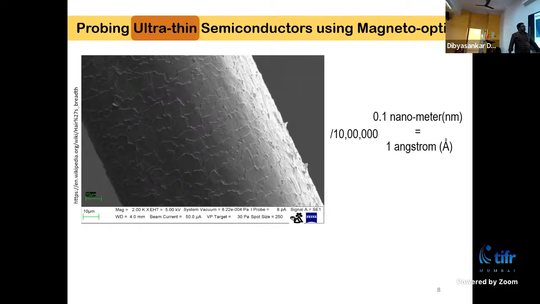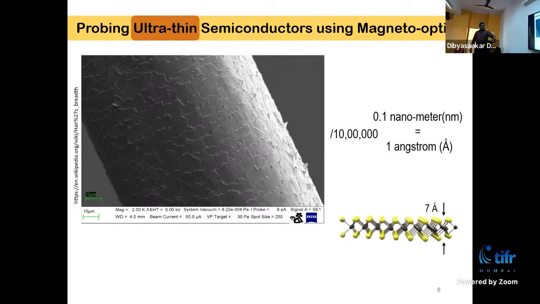If you divide this with how many zeros, then what is this? 10 lakhs. So if you take one hair and you cut it in 10 lakh pieces, one piece of that will have 1 angstrom. There's some different unit. That's all. So the material today we are going to discuss has a thickness of 7 angstrom. So if you consider it as 10 angstrom, then it is 1 lakh times thinner than the thickness of your hair. And that is kind of ultra thin.